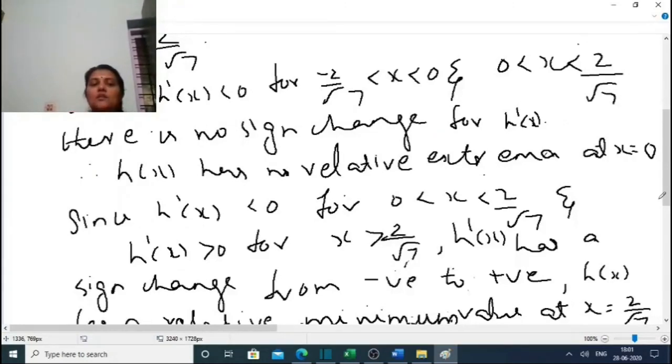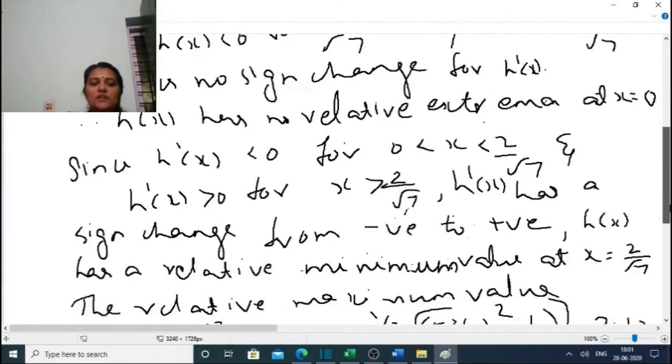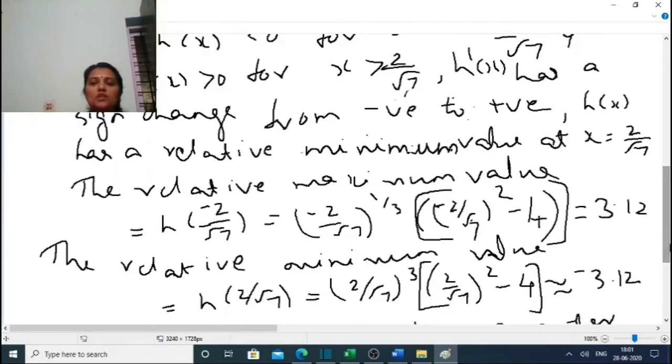Also, since h dash x less than 0 for 0 less than x less than 2 by root 7 and h dash x greater than 0 for x greater than 2 by root 7, h dash x has a sign change from negative to positive. So h of x has a relative minimum value at x equal to 2 by root 7 and the relative maximum value is at x equal to minus 2 by root 7, and the value is h of minus 2 by root 7 equal to minus 2 by root 7 whole cube into minus 2 by root 7 whole square minus 4, and the value is approximately 3.12.